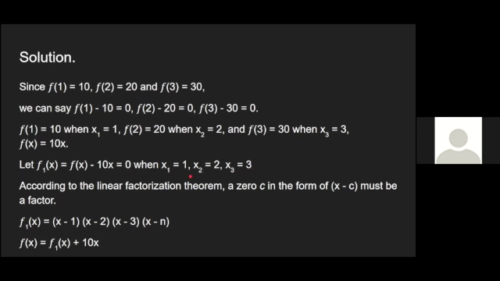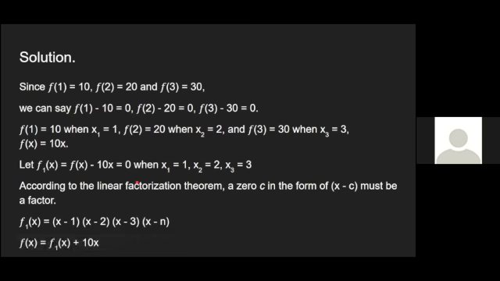So according to the linear factorization theorem, a zero c means a factor in the form of x minus c must exist. All of these are factors from over here: 1, 2, and 3, so x minus c, these are the c's. And this has 4 solutions since this has a degree of 4. So we have 3 of the zeros, so 3 of the solutions, but we are missing the 4th one.